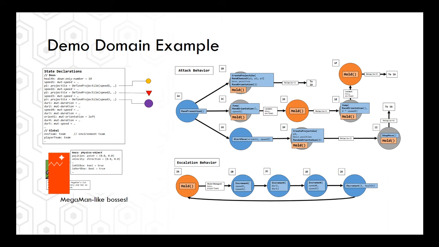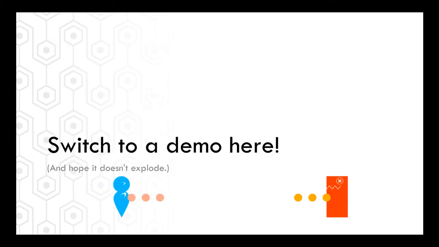They cycle between different kinds of attack patterns. So here we have 3 different attack patterns defined in this graph. And the boss rotates between the 3 of them. There's also some kind of escalation behavior on top of this. So when the boss gets damaged by something, probably on the player team, then it increments some parameters and the fight gets a little bit more difficult. Okay, so now I'm going to switch to a demo.